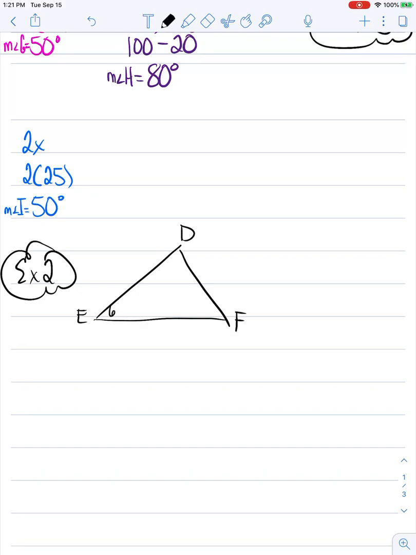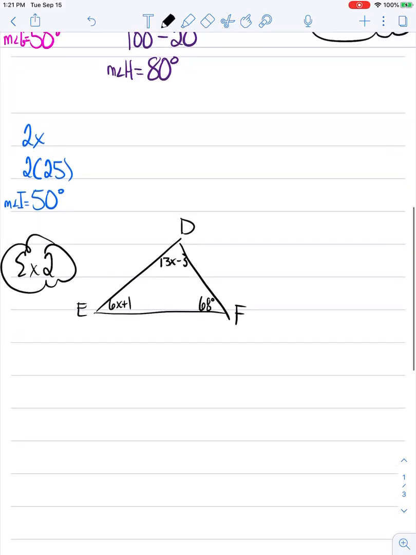Angle E is 6x plus 1. Angle D is 13x minus 3. And angle F is 68 degrees. So they actually tell us what the measure of angle F is. So let's see how this works with our steps.